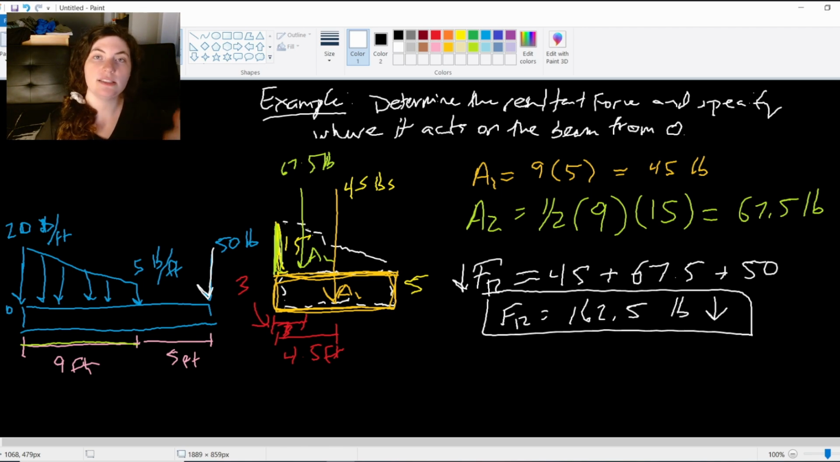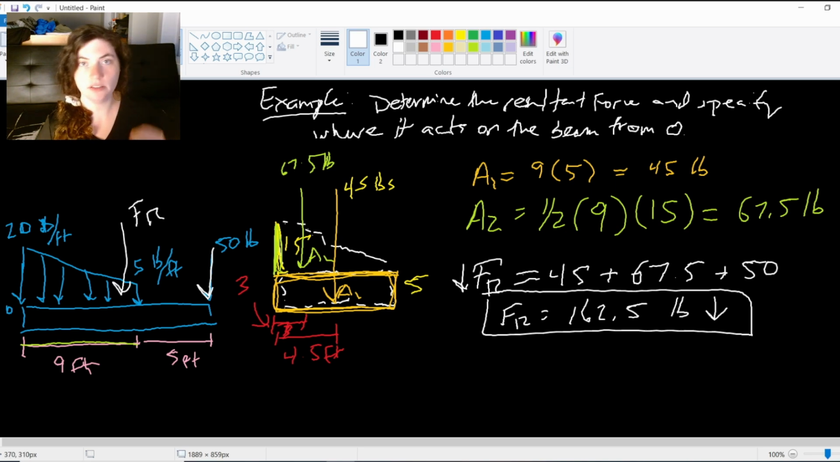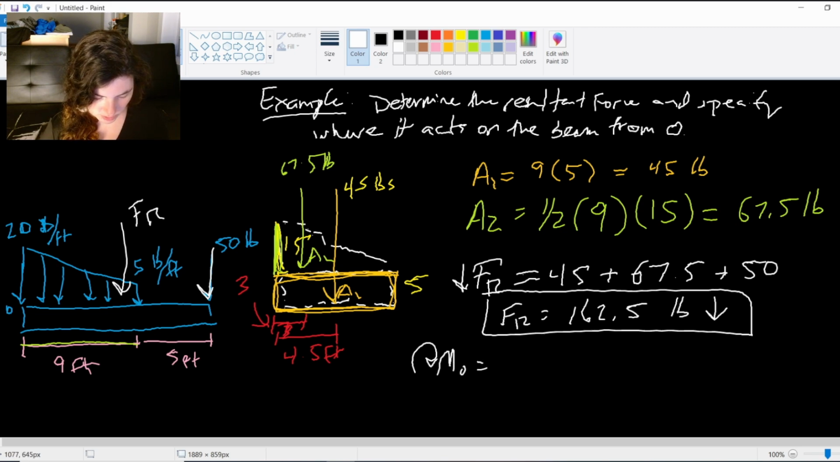And then we can repeat the same process that we did in the last problem, taking a moment about point O so that we can find wherever this resultant acts, right? So I'm going to take a moment. A moment about O is going to be 67.5 times this 3 feet distance that we found. 4.5 times the 45 pounds.